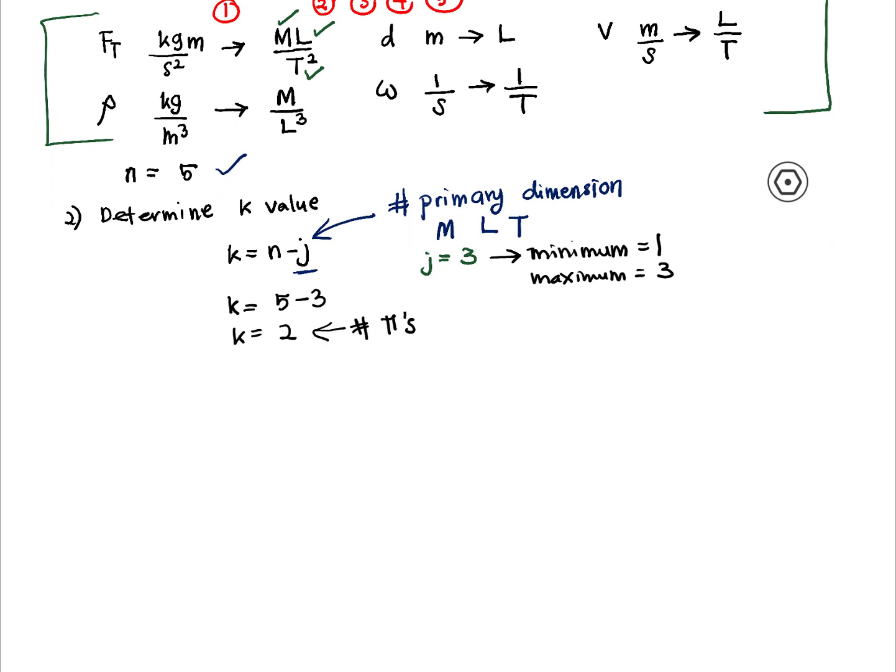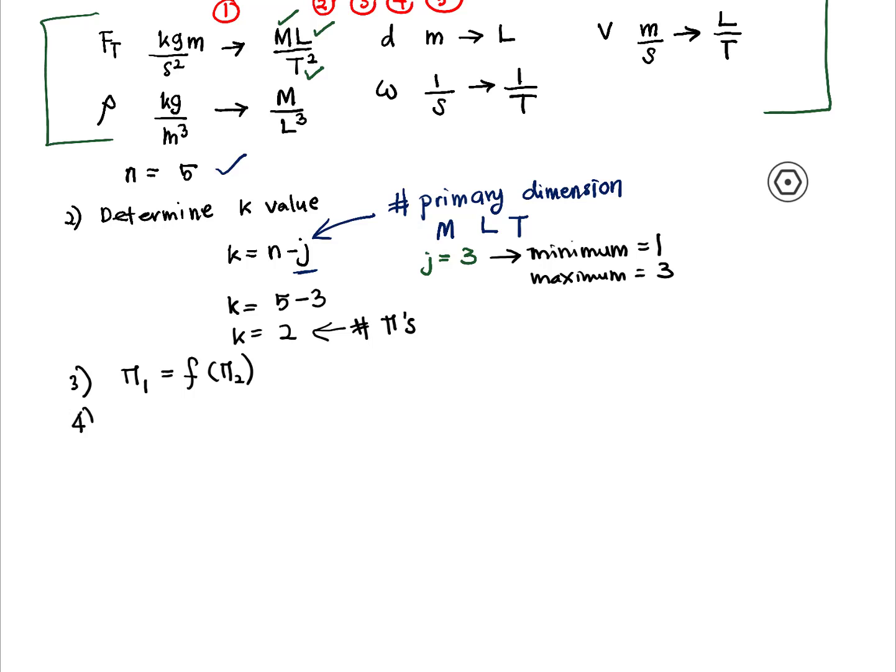Then number 3, we have to put it into the equation for pi's. So we have 2 pi's, and pi 1 is a function of pi 2. This is the equation that we can use throughout the question. Not necessarily use, but we have to find this dimensionless equation.